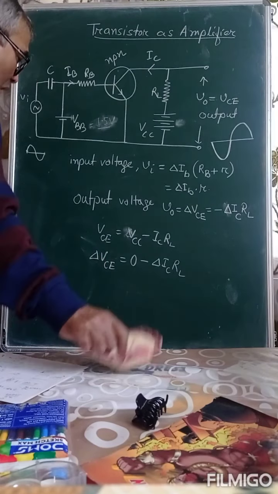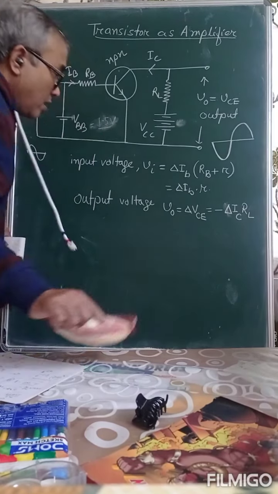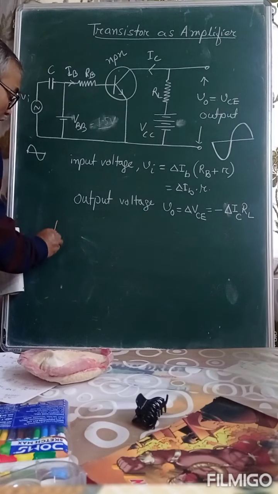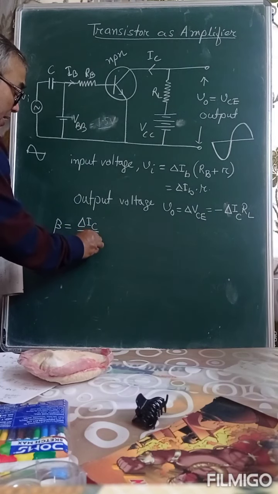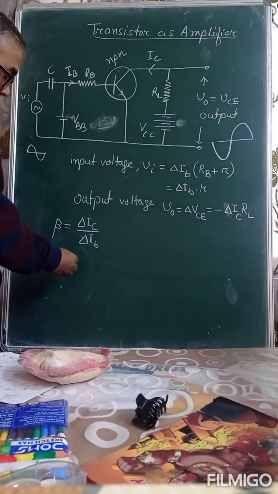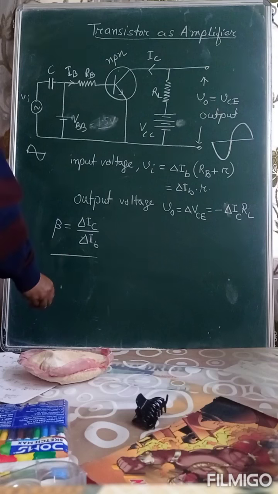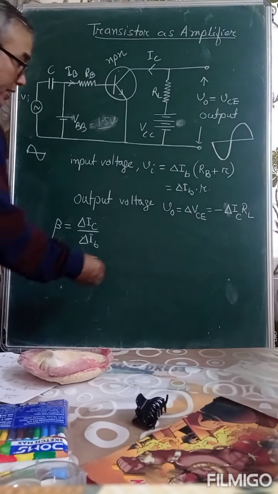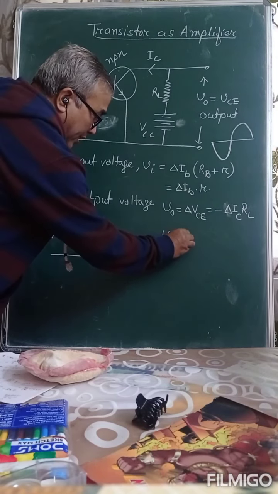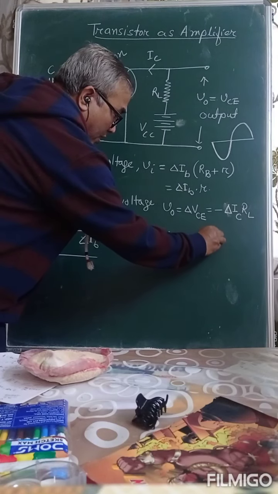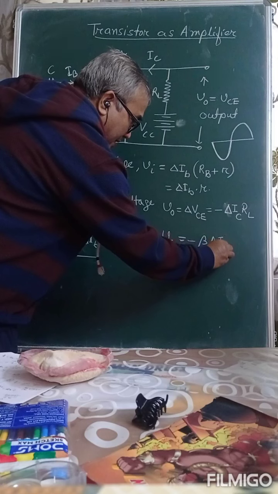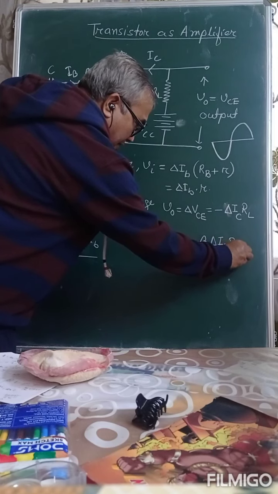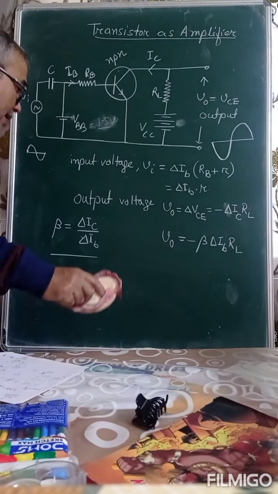So this is the output voltage. Now we already know that beta is equal to delta IC by delta IB. What is beta called? Current amplification factor for common emitter. Therefore, the output voltage, what shall I write? Beta into delta IB into RL. Clear?